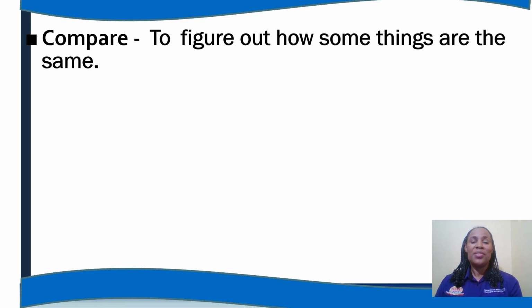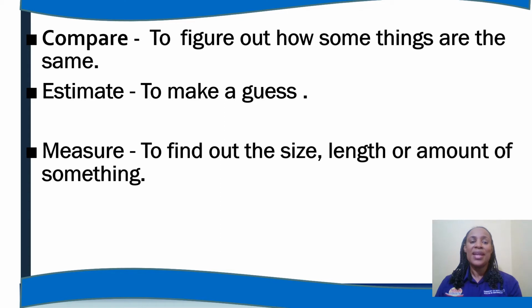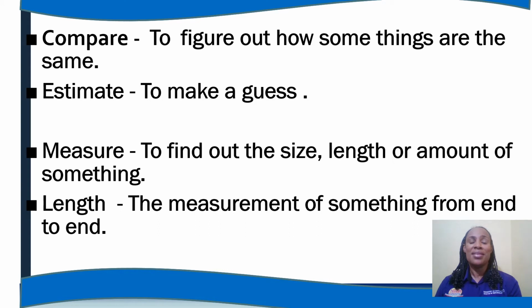To begin, we will look at some keywords that we will use in today's session. The first word is compare. To compare, we figure out how some things are the same. The second word is estimate. When we estimate, we make a guess. And the third word is measure. We measure to find out the size, length, or amount of something. The fourth word is length. Length is the measurement of something end to end.